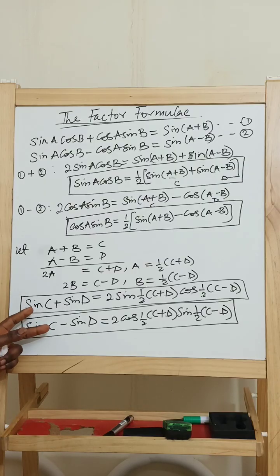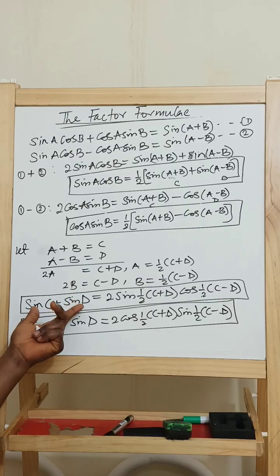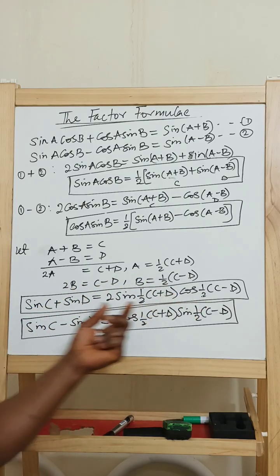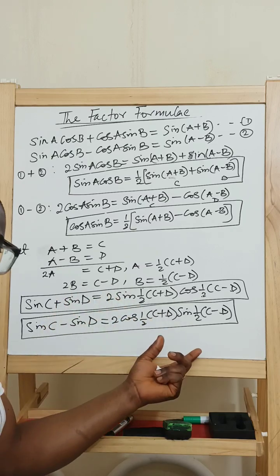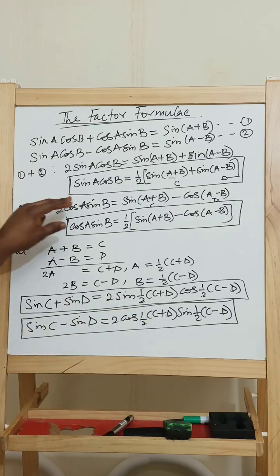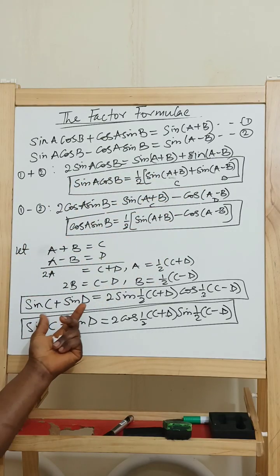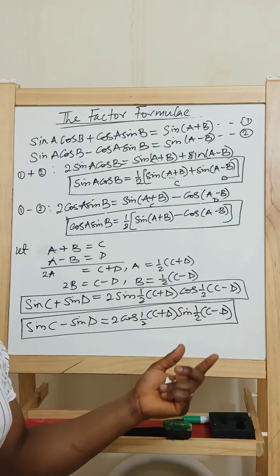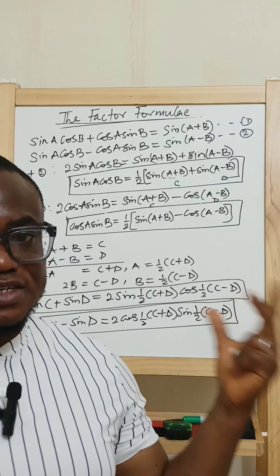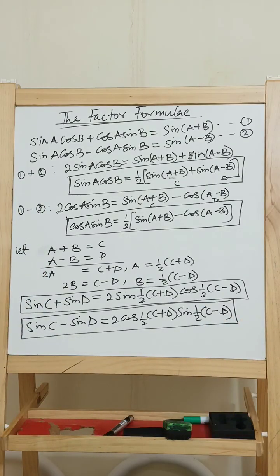So this is how we are taking it from addition back to product. Here we are going from product to addition, and here from addition to products. So that's how we go about it for sine A plus B.